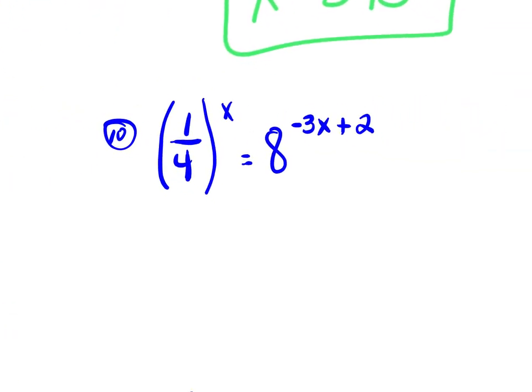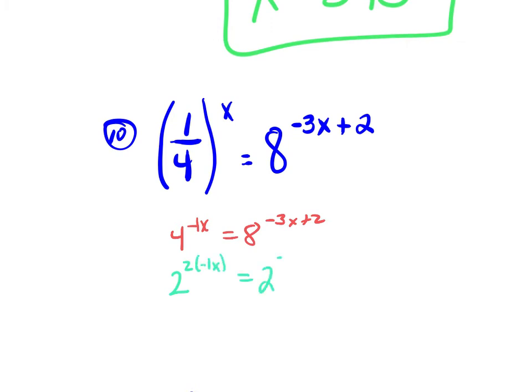Same thing over here. I look and I say, okay, I've got to get the bases to be the same. As soon as I see a fraction, the first thing I do is I rewrite it with a negative exponent. Negative 1x equals 8 to the negative 3x plus 2. All right, now I can rewrite 4 and 8 as base 2. So 2 to the second power gives me 4, so I have to multiply by that negative 1x.